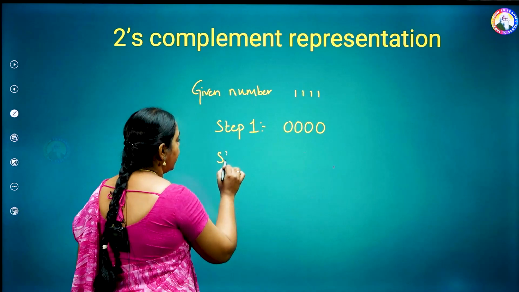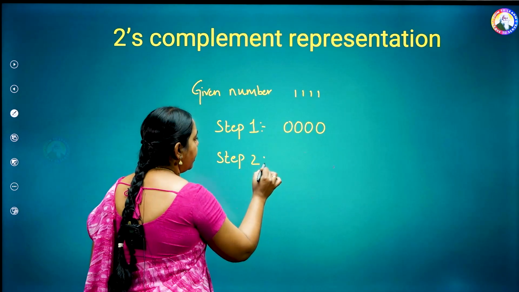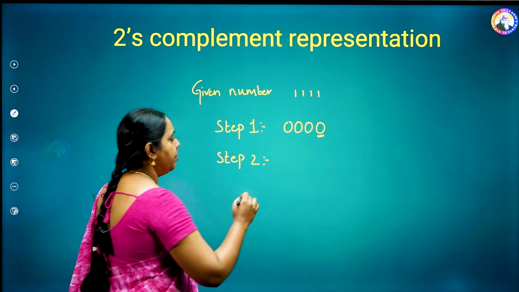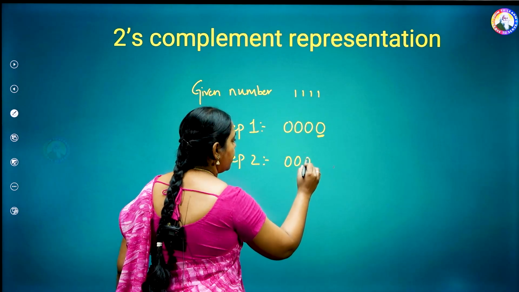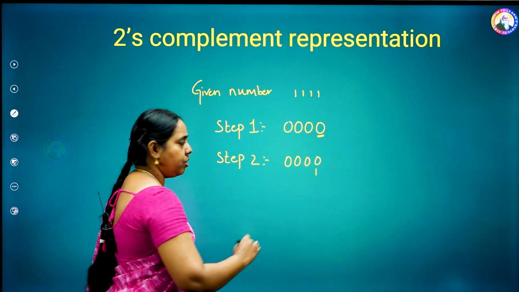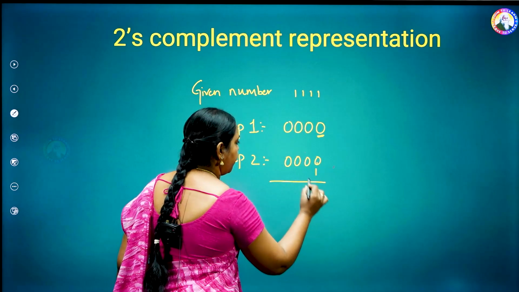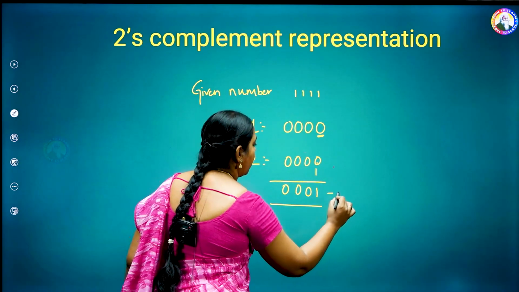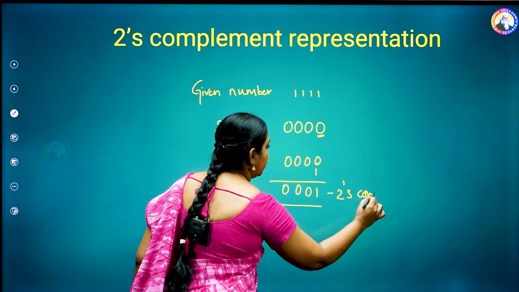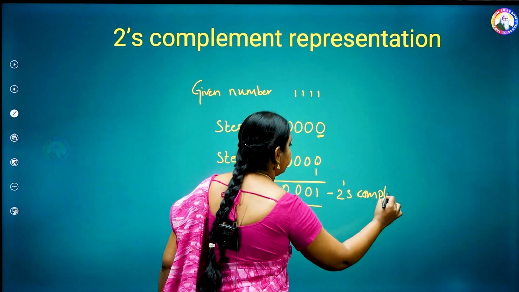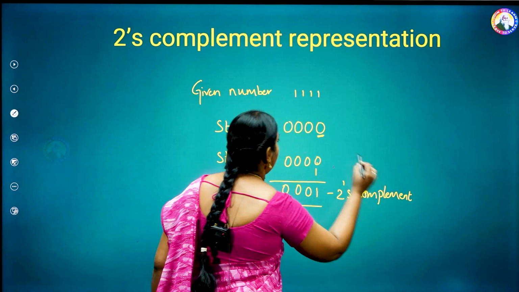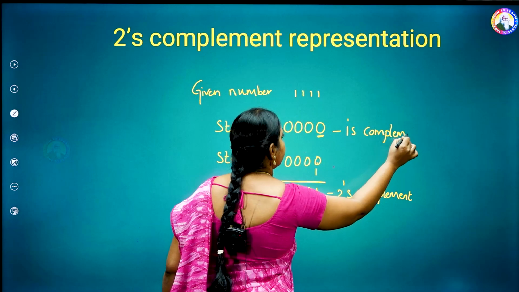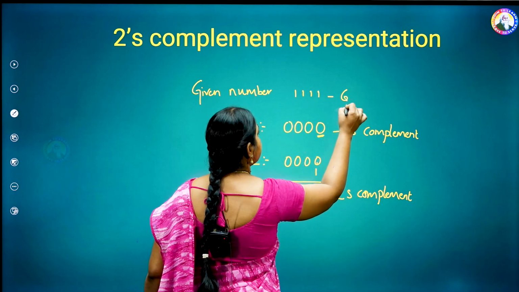What is the second step? Step 2 is I need to add 1 to the LSB bit. If I add 1 to 0 0 0 0, then I'll get 1 0 0 0 0. So this is called the 2's complement representation. This is the 2's complement, this is the 1's complement, and this is the given number.